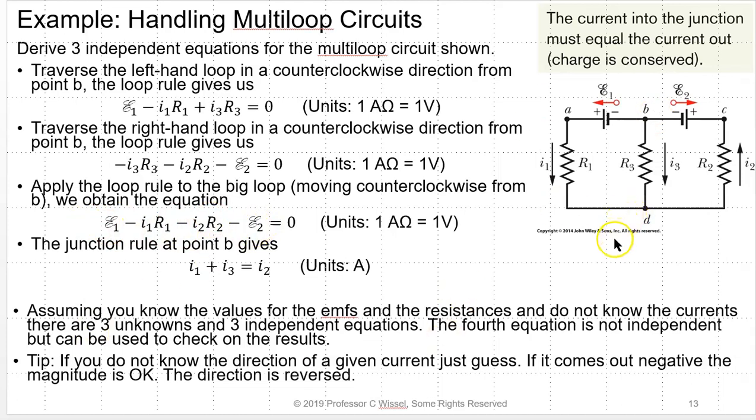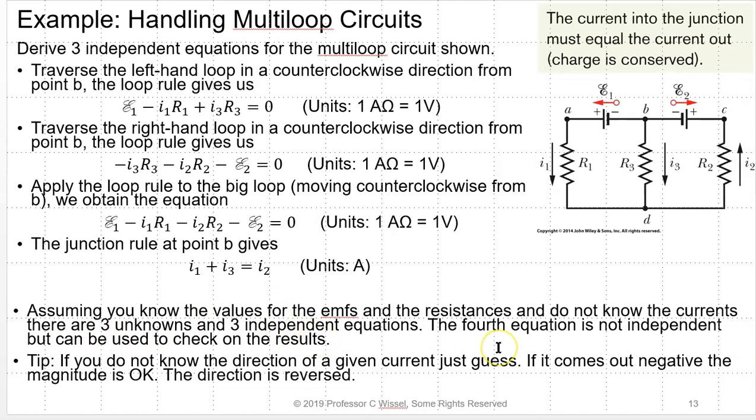Apply the junction rule at point B. The outs equal the in. I have I1 and I3 going out, and I have I2 coming in. So I1 plus I3 equals I2. The units on that, amps. Assuming you know the values for EMFs and the resistances and don't know the currents, there are 3 unknowns here and 3 independent equations.